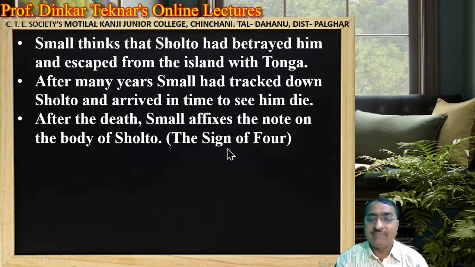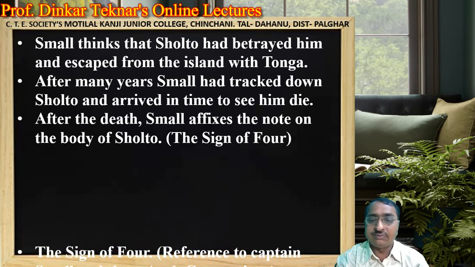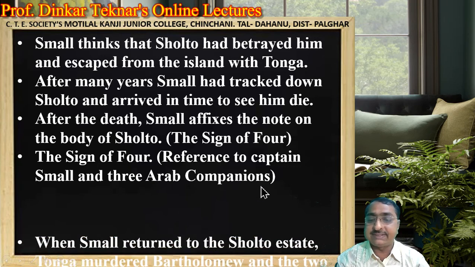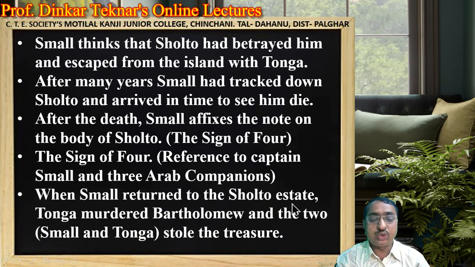Here we come to know that Captain Small had attached the note on Sholto's body, and the note read the sign of 4. The sign of 4 is a reference to Captain Small and three Arab friends, that is, companions. When Small returned to the Sholto estate, Tonga murdered Bartholomew and the two, Small and Tonga, stole the treasure.